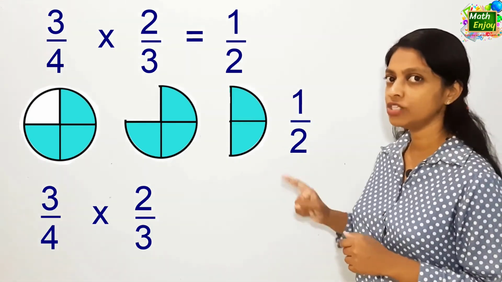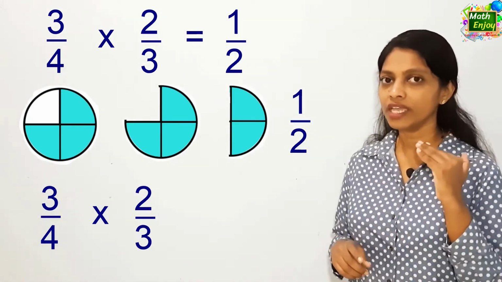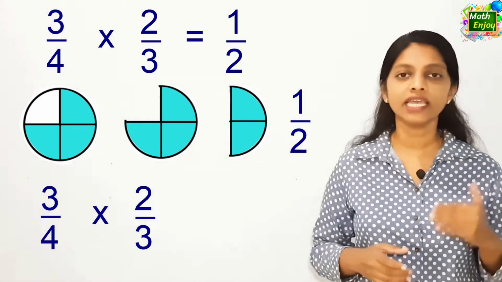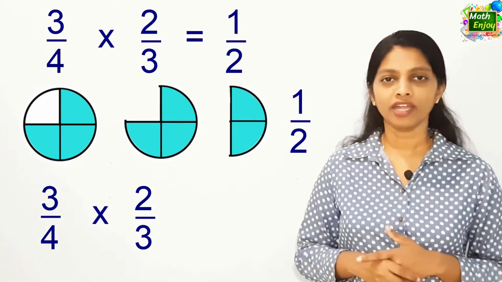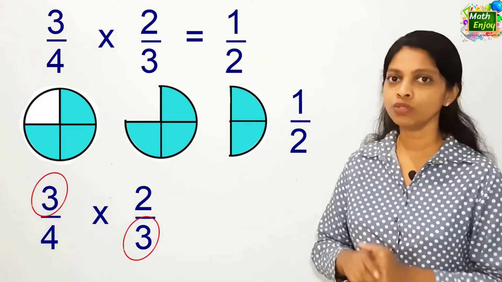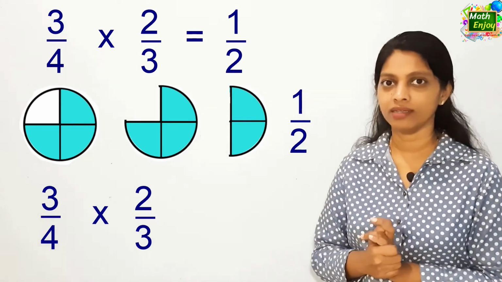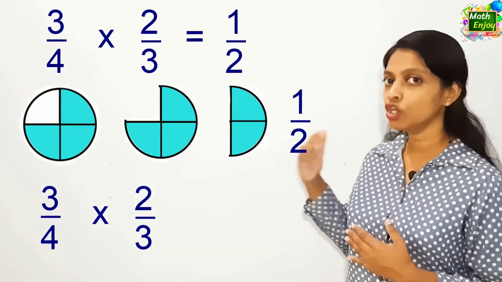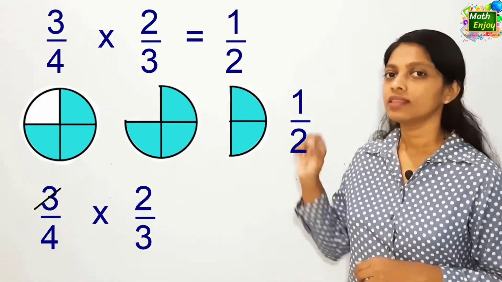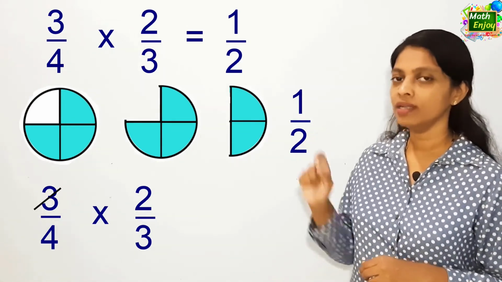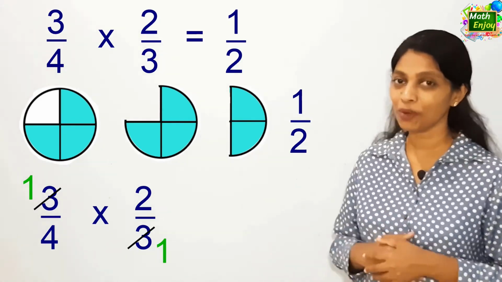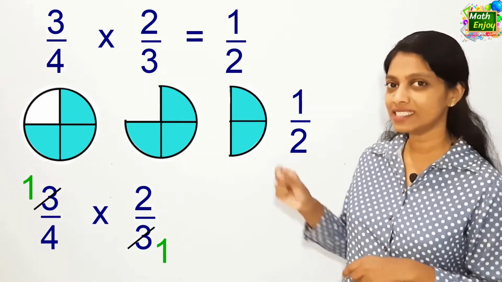I told you this line shows division. So we can divide the numerator and the denominator by the same number. What are the common factors for both numerator and denominator? 3 is common to both. So we can divide both numerator and denominator by 3. We divide in this way. 3 divided by 3 is 1. 3 divided by 3 is 1. This is the cancellation method. We can cancel 3 to 3.